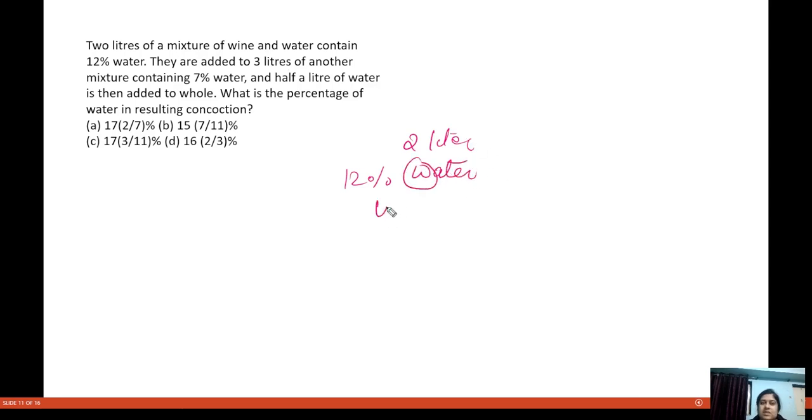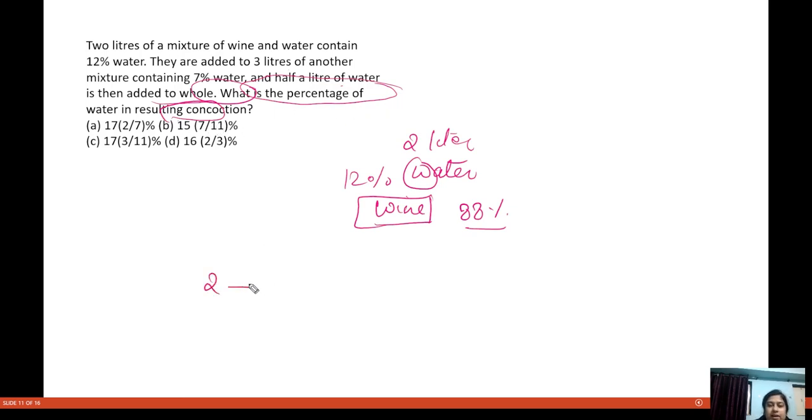Okay, that is how much wine they are having. They are having 88 percent wine. Now they are saying they are added to 3 liters of another mixture containing 7% water, and half a liter of water is added to the whole.